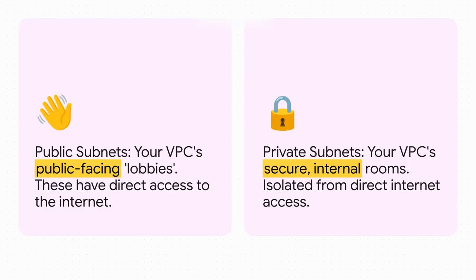Now, inside our fortress walls, we don't just have one big open area. That would be messy. Instead, we have different zones, and they're called subnets. They really come in two main flavors. You've got your public-facing lobbies for visitors, and then you have your secure internal back rooms for all the private stuff. Let's see what makes them different.